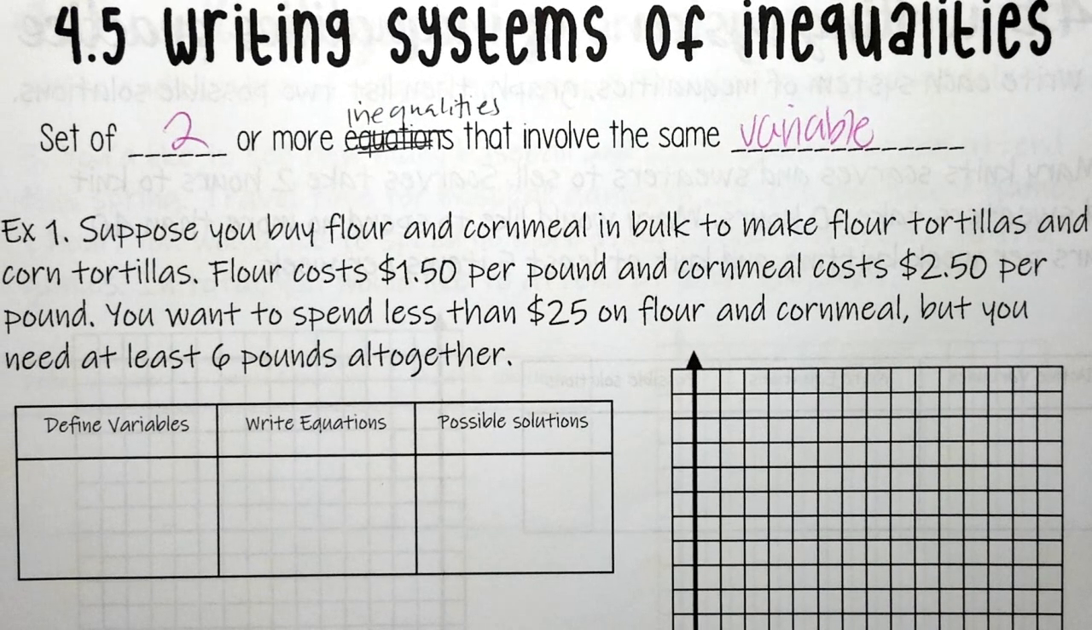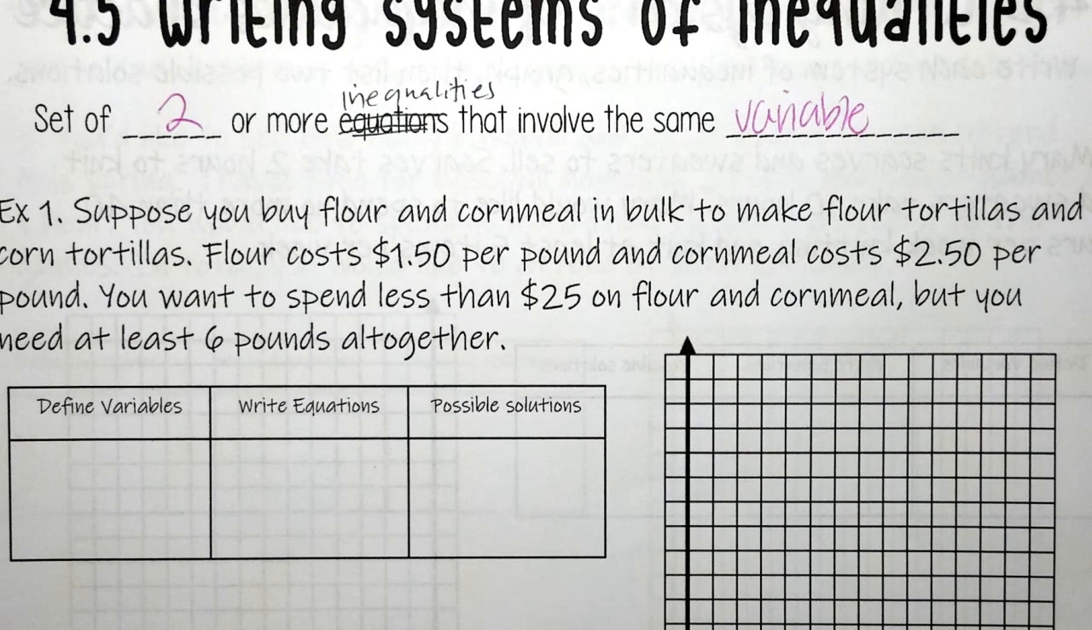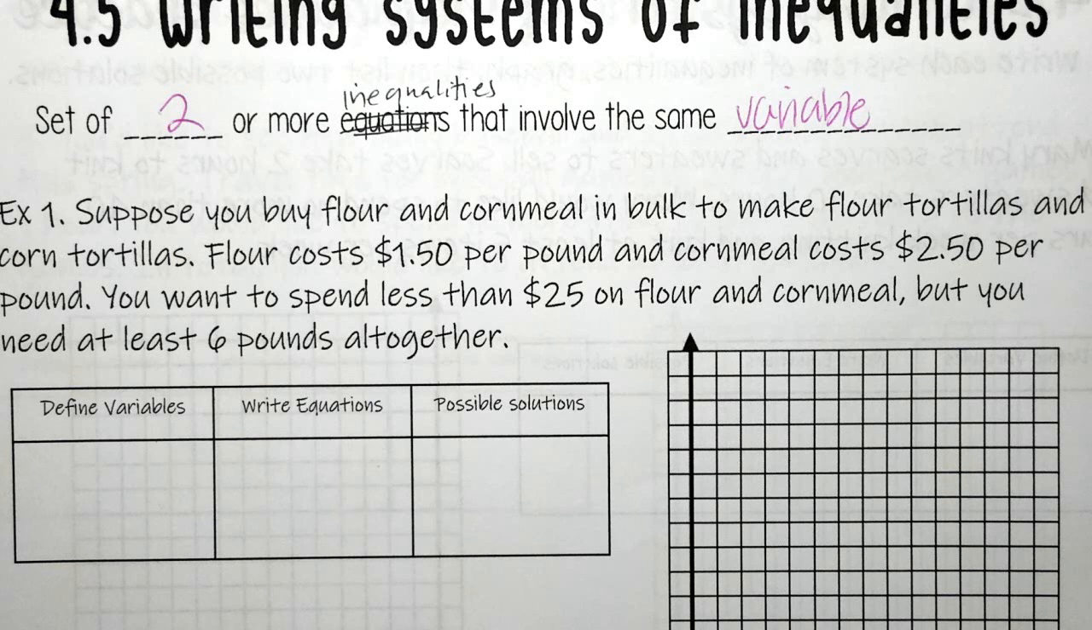So reading this example, suppose you buy flour and cornmeal in bulk to make tortillas. Flour costs $1.50 per pound and cornmeal costs $2.50 per pound. If you want to spend less than $25 on flour and cornmeal, but you need at least 6 pounds altogether. So let's define our variables.